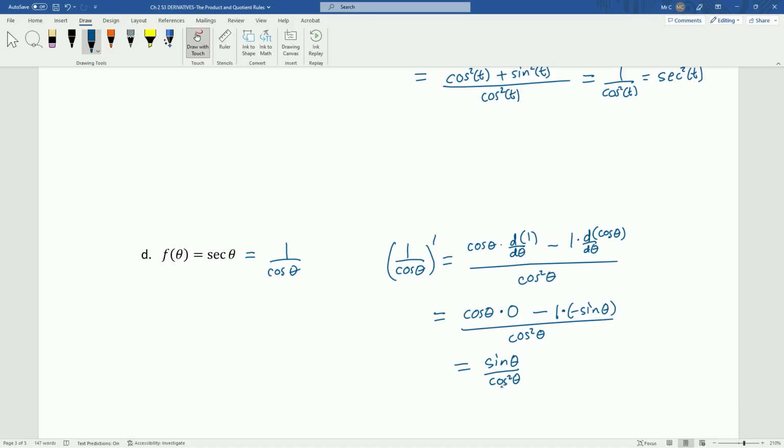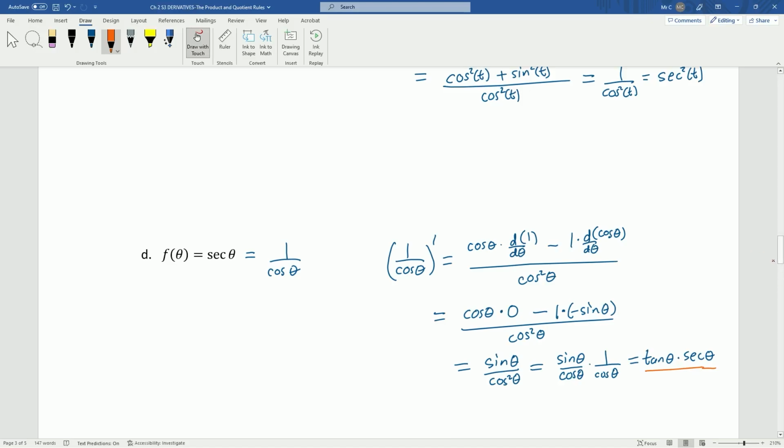And while this is technically the answer, this typically is not how we actually write this derivative. We have a standard form for this derivative, and we rewrite this as sine of theta over cosine of theta times 1 over cosine of theta. That's the same thing. And then sine of theta divided by cosine is tangent of theta, and 1 over cosine is secant of theta. So the way we typically write this derivative for secant of theta is in the form tangent of theta times secant of theta.